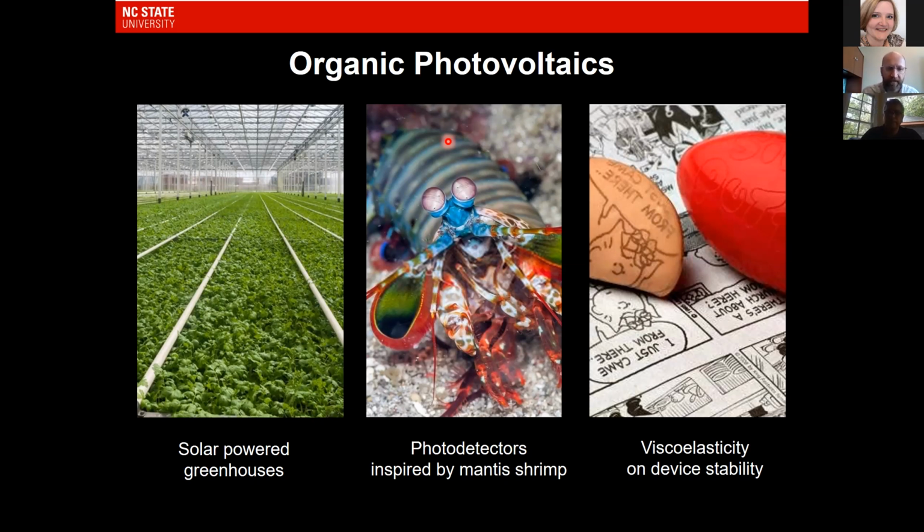So what I'm going to talk about today is how we can use these organic photovoltaics for solar powered greenhouses, and advanced photodetectors inspired by these mantis shrimp shown here. Those are two applications. And then the last topic, we'll be looking at more fundamental properties of these materials and how the viscoelasticity relates to device stability.